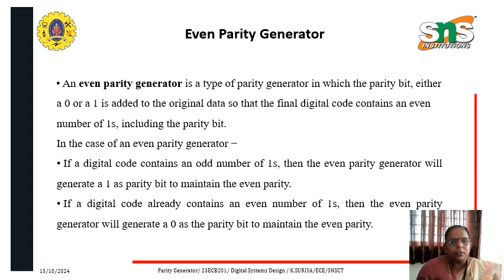An even parity generator is a type of parity generator in which the parity bit, which is either a 0 or a 1, is added to the original data so that the final digital code contains an even number of ones, including the parity bit. Therefore, we can state that total number of ones in the output of an even parity generator, including the parity bit, is even. So in the case of an even parity generator, if the digital code contains an odd number of ones, then the even parity generator will generate a 1 as parity bit to maintain the even parity. If the digital code already contains an even number of ones, then the even parity generator will generate a 0 as the parity bit to maintain the even parity.